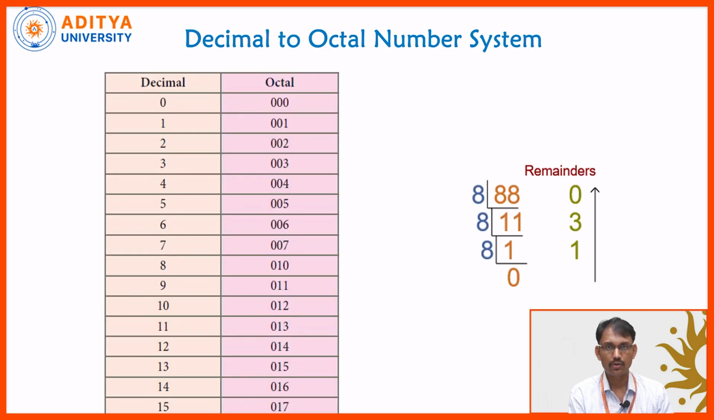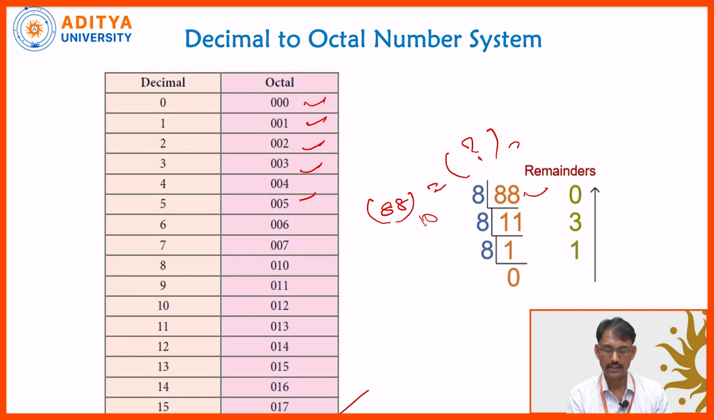Now, decimal to octal number system. We have already given the table here, that is why we kept the table here. Now we have to calculate decimal to octal other than using this table. I have taken 88 as an example here. 88 is in decimal, that is radix 10. Now we have to convert it into octal, so the radix is 8. That means conversion of the number 88 from radix 10 to radix 8.